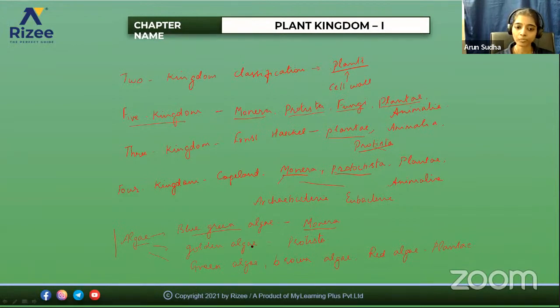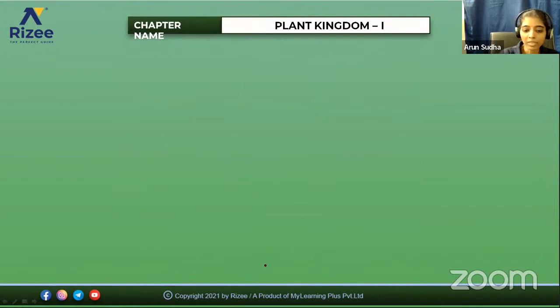And the golden algae and some other phytoplanktonic forms come under Protista, that is, we saw the dinoflagellates, everything. Diatoms come under the Protista. So the green algae, brown algae and red algae come under Plantae. So now we'll see in detail about the classification of the Plantae.